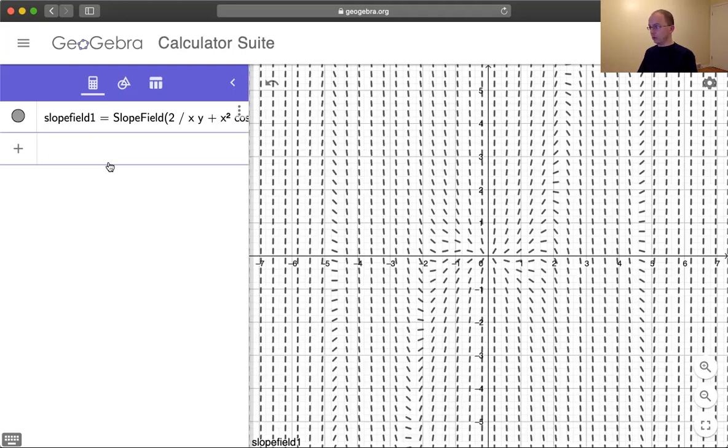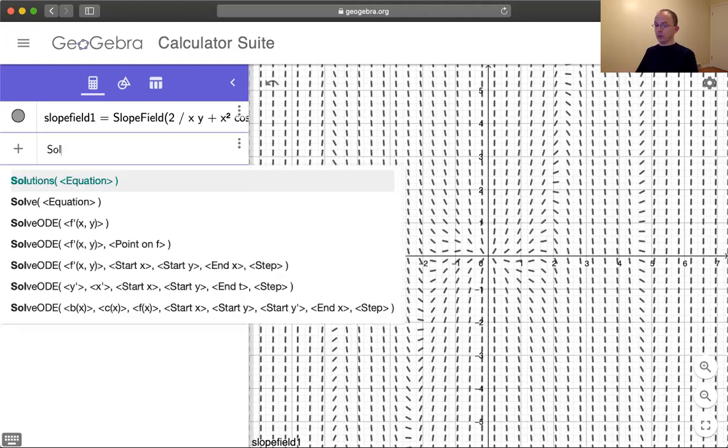Okay, so there's our slope field. We don't have an initial condition, so we're not going to worry about any particular initial condition, but it'll be interesting to see how the solution animates. So let's solve this ODE.